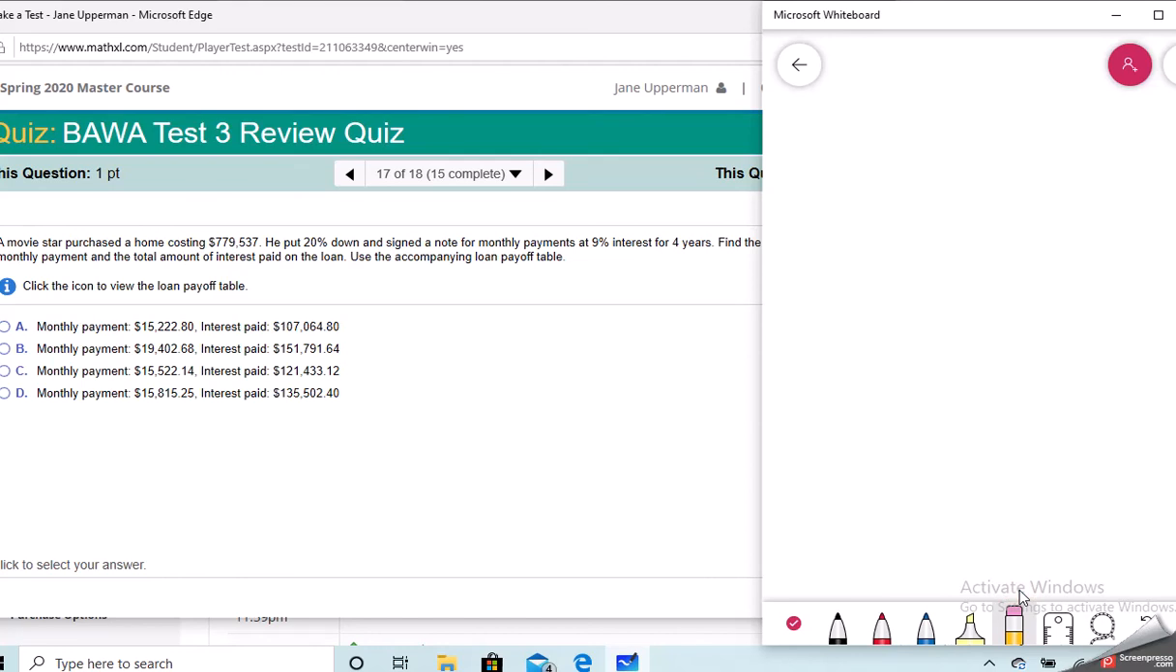Okay, then we have a movie star purchased a house for $779,537. He put 20% down, 9% for 4 years. So find the monthly payment and the total amount of the interest paid on the loan. So we come back over here, 4 years times our monthly payments gives us 48 as our N.